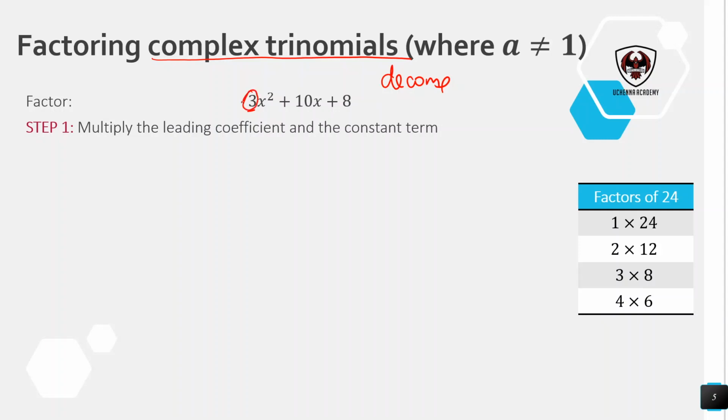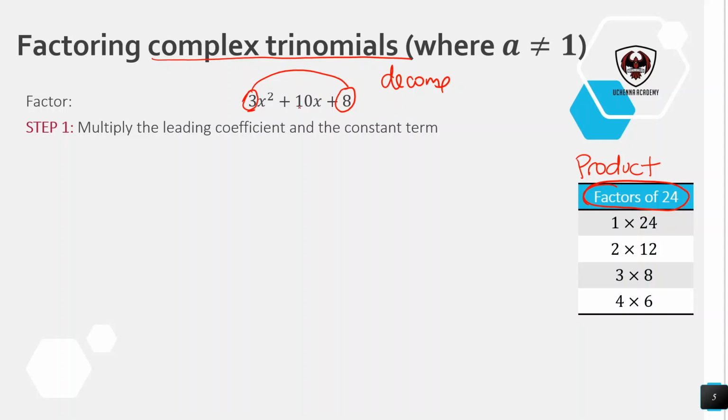So the leading coefficient is 3. The constant term is the number in the back. And you're going to multiply them. So that's 3 times 8, which is 24. And then we go about and start to figure out factors of 24. So that's basically the same thing as product and sum method, right? So we are looking at what two numbers will give me a product of 24. And here's my list: 1 and 24, 2 and 12, 3 and 8, and 4 and 6.